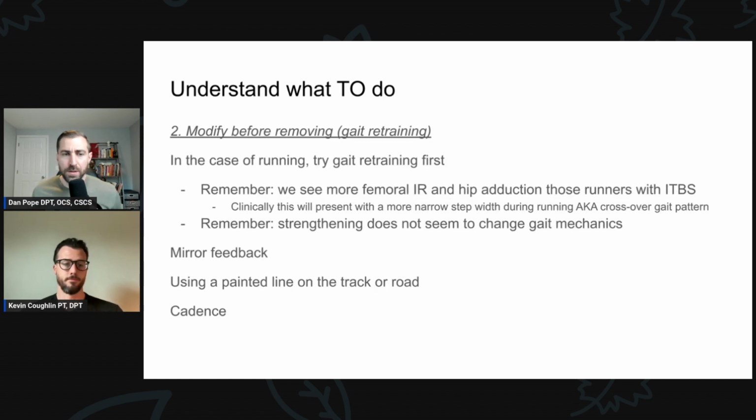Mm-hmm. Did you need the other slide, Kevin? Are you good here? No, I'm good.